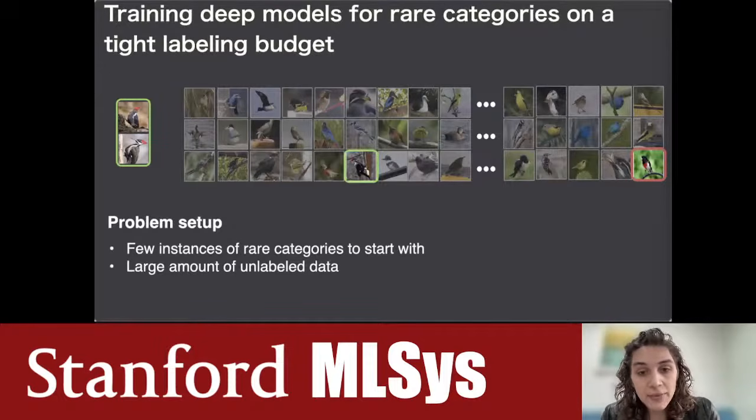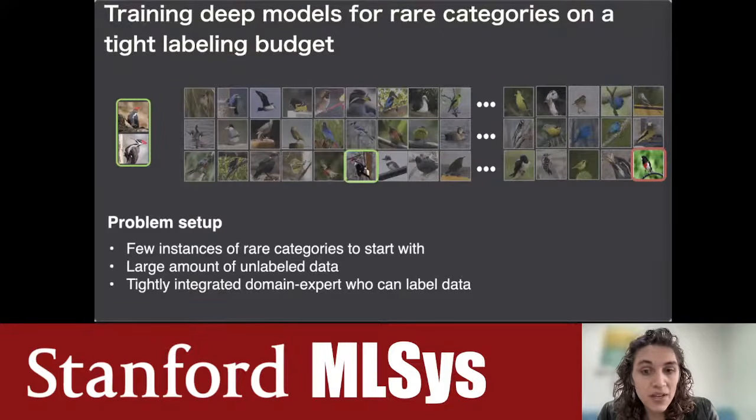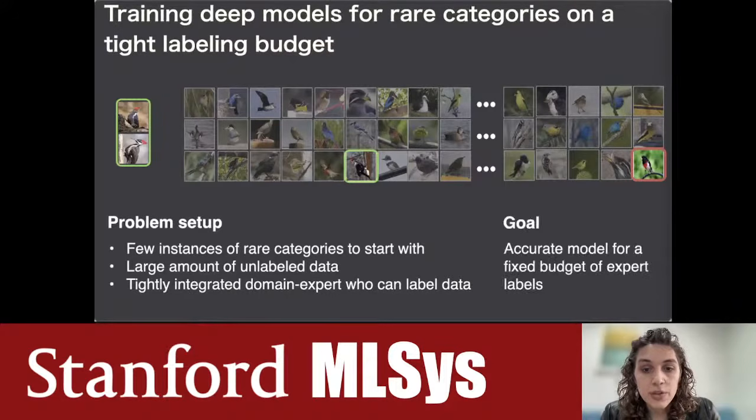So we have that, and we have a domain expert who is tightly integrated and actually trying to find instances of these birds to label in order to train a model. So our goal then is to produce the most accurate model we can, given a fixed budget of expert labels. So for those of you familiar with the literature, this setup is basically the active learning setup.